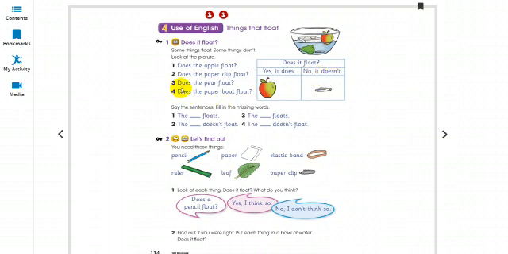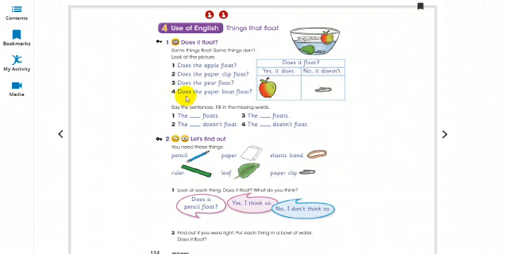Now let's read the third question. Does the pear float? So now you can put the pear fruit in the water and see if it is on the water or it goes inside the water. So you can see that the pear has gone inside the water. So now you can draw over here the pear fruit.